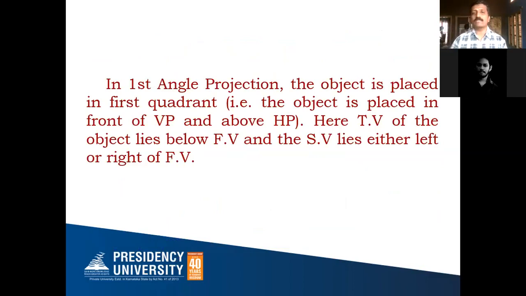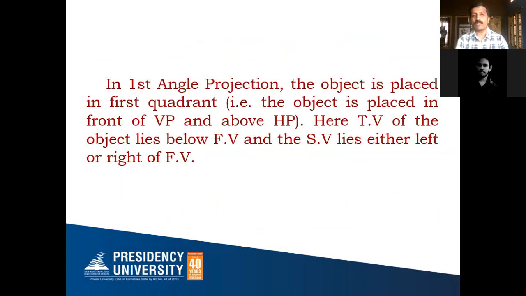In the first angle projection system, the object is placed in the first quadrant. So what is the position of the object with respect to the first quadrant? The object is placed above HP and in front of VP. And what about the top view and the front view? The top view and the front view lie one below the other.